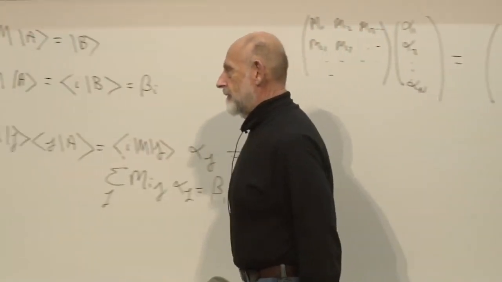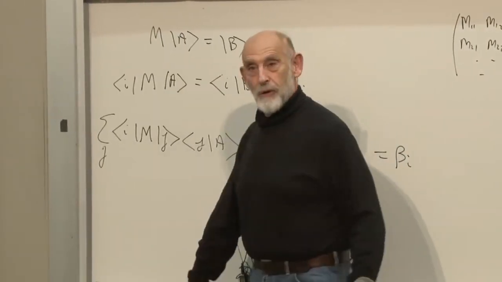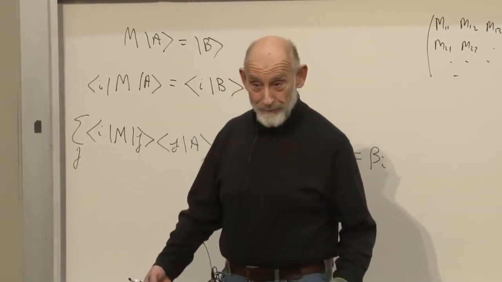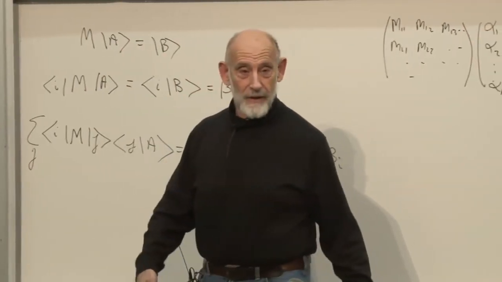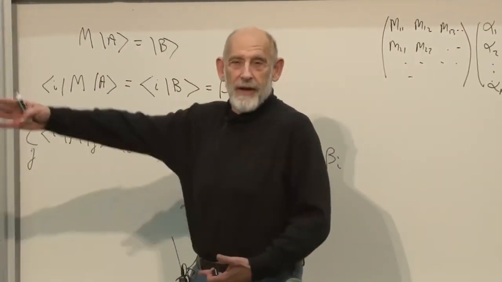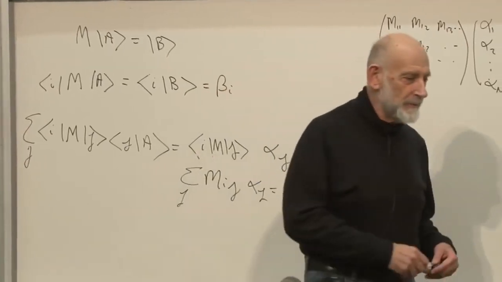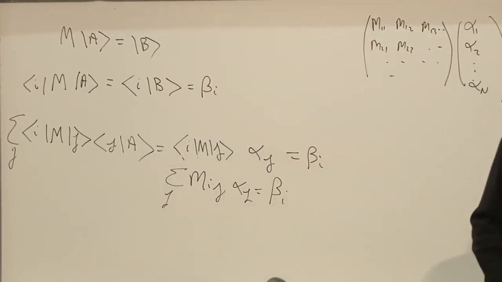The simplest kind of linear operator is just multiplication by a complex number. I just multiply a vector by a complex number and get another vector. It's basically the same vector, but twice as long or something. That is a linear operator.